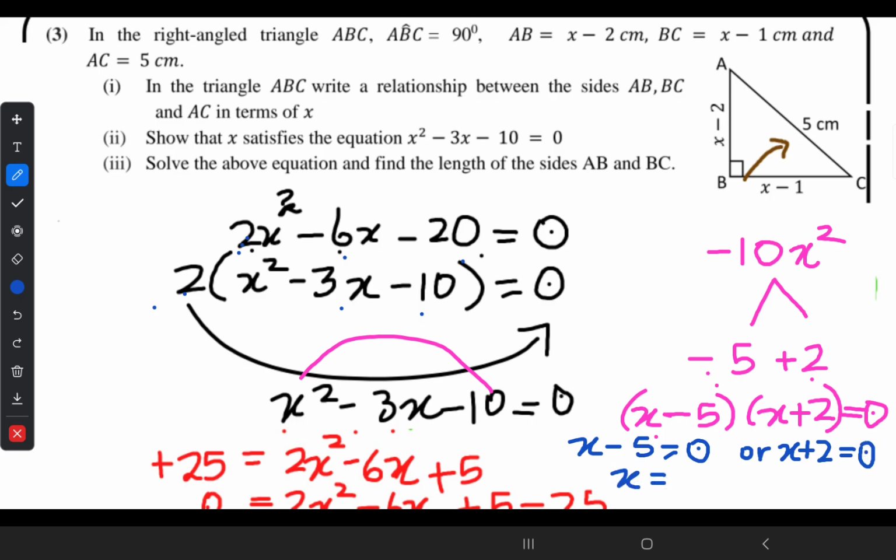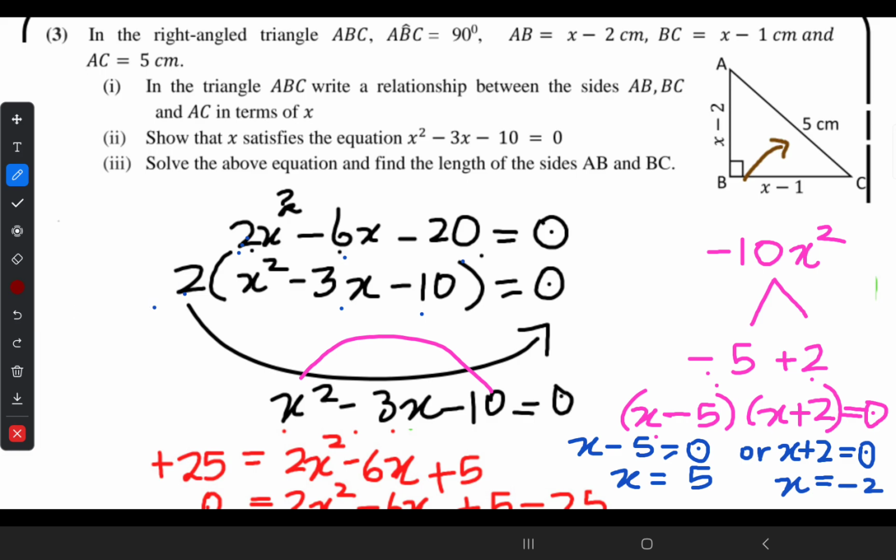When we bring this negative 5 to the next side, it becomes positive 5. When we bring this positive 2 to the next side, it becomes negative 2. These are the solutions of the quadratic equation. Just find the factorization, then x minus 5 equals 0 or x plus 2 equals 0. So x equals positive 5 or x equals negative 2.